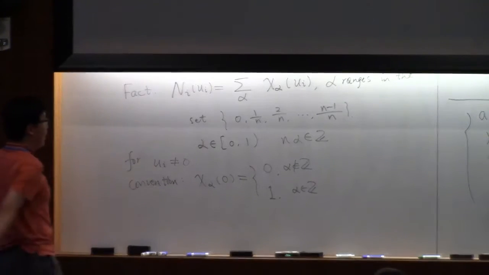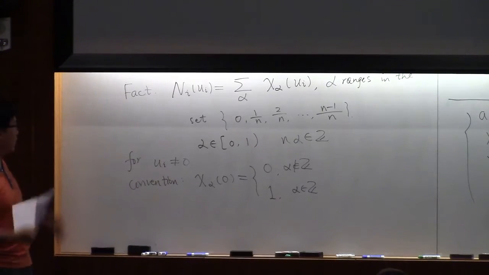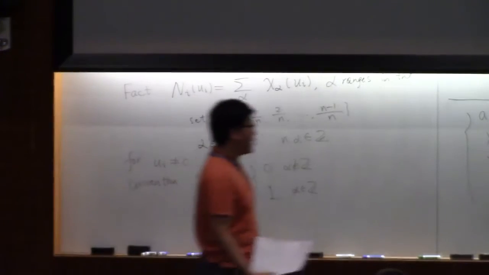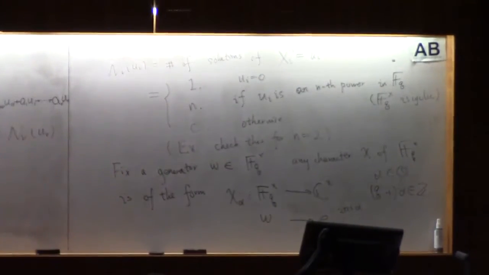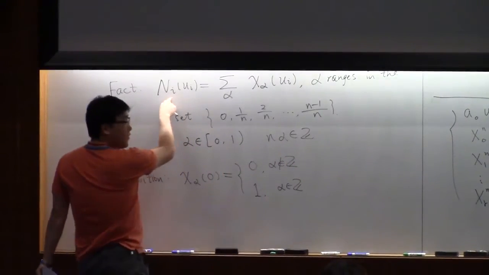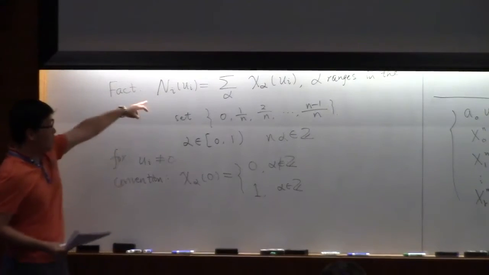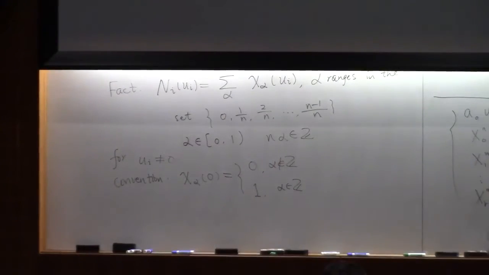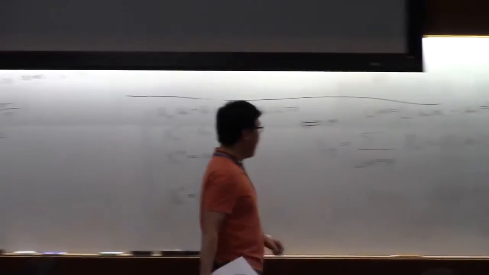So the proof of this fact is just a case-by-case proof. Just divide into these 3 cases and check that both sides are equal. So the good thing is we write this number of solutions of some equation as the sum of some characters.